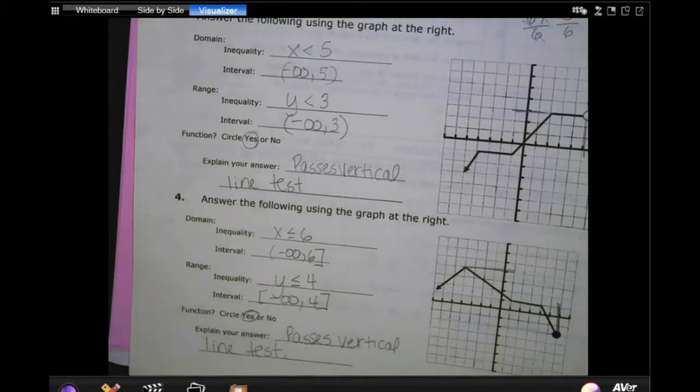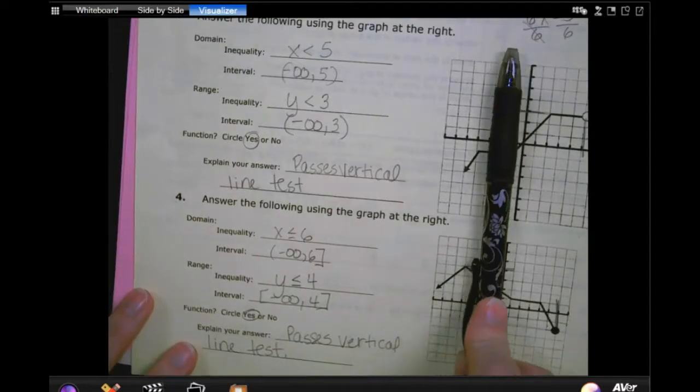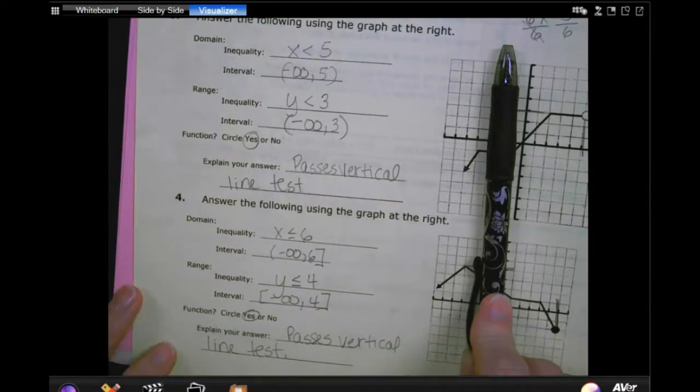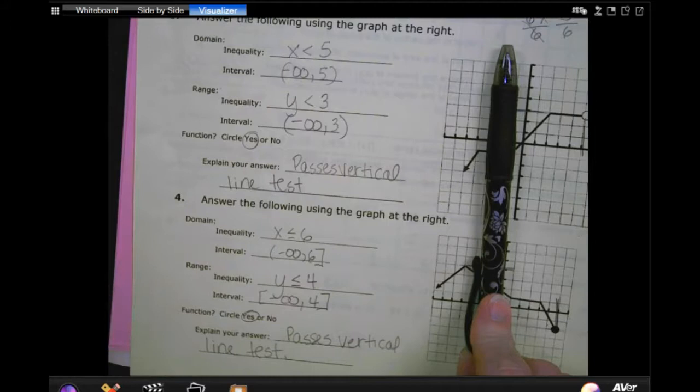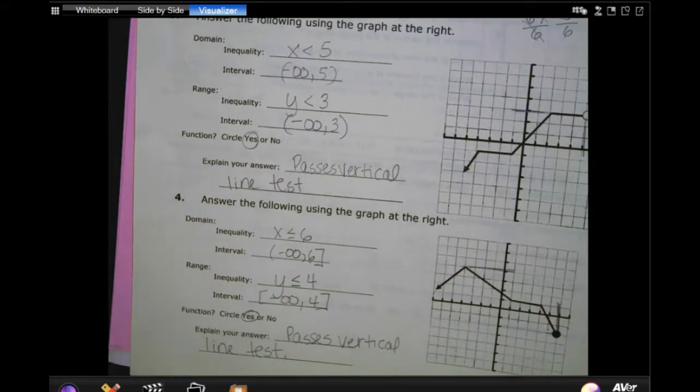So domain is left to right, and range is bottom to top. Left to right, bottom to top. And what's the vertical line test? If you lay your pen or pencil down, how many times does the graph touch your pencil? If it's once, it passes the vertical line test, and so it's a function.